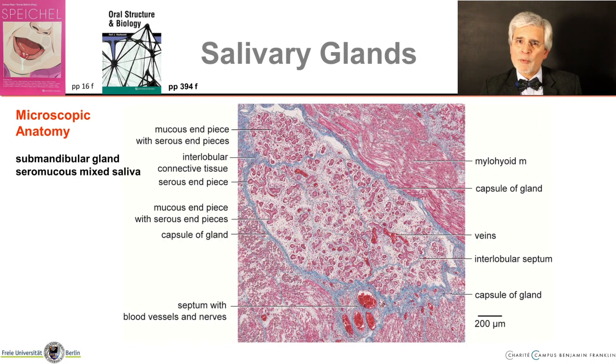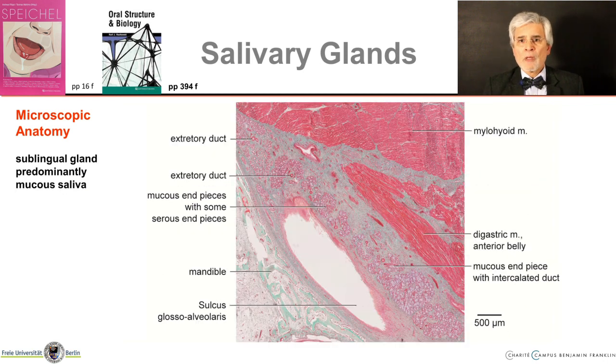In the submandibular gland, we find a mixture of serous end pieces, which are a little darker, and mucous end pieces, which can be recognized by their lighter content. And you also see a lot of mucous end pieces with serous end caps on them. So what is being produced here is a mixed saliva, a mixture of serous and mucous saliva. And the sublingual gland shows almost only light glandular parts. There is the mucous saliva in the end pieces.